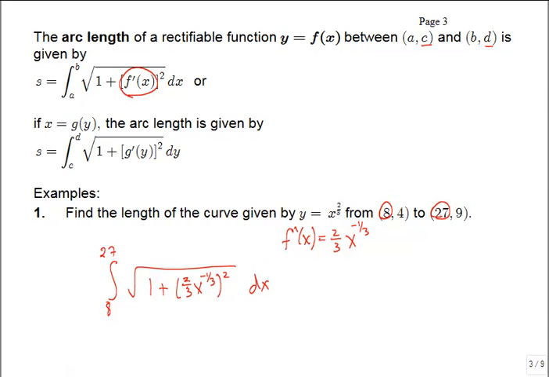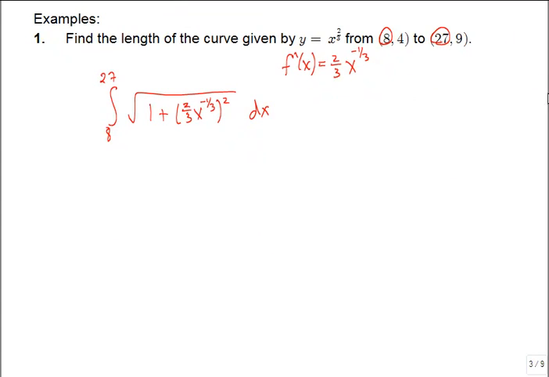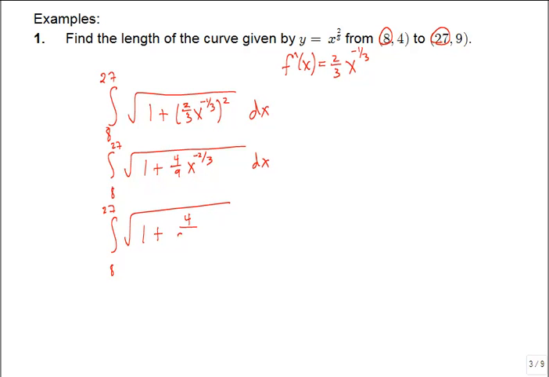Okay, so now that we have our integral, we're going to need to try and solve it. So let's simplify it a little bit. We have a square in there, so let's go ahead and square this. We're going to get a 4/9, and remember, a power to a power, you multiply these powers. So this becomes x to the negative 2/3 dx. Now rewriting that as a fraction, this becomes 1 plus 4/9, and I'm going to move that x to the 2/3 down to the denominator.